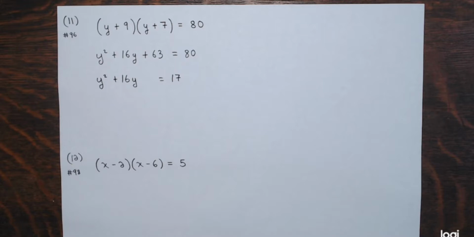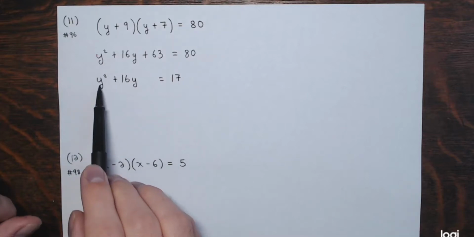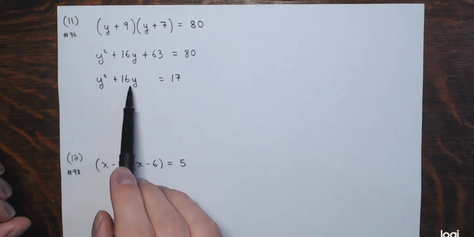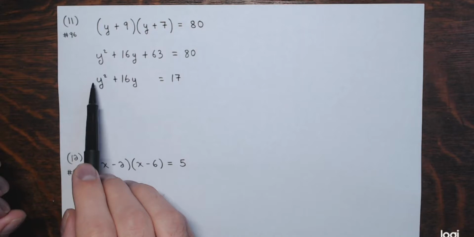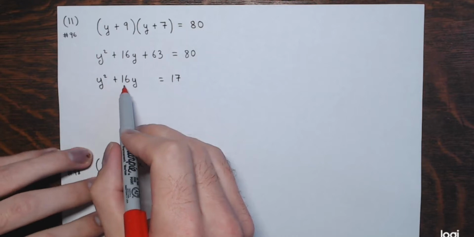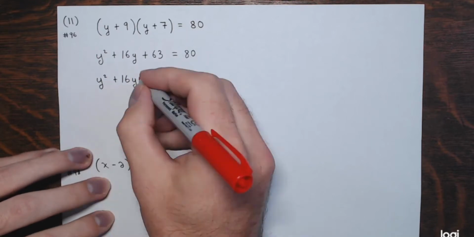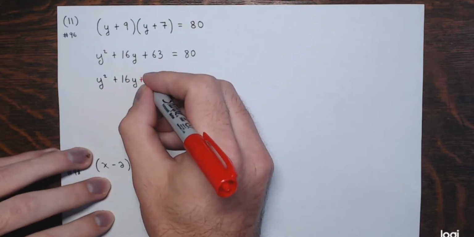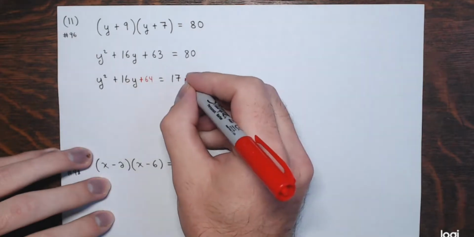All right, great. And now I have what I want. Now I have, like all the other questions, the quadratic term and linear term on their own side, and the quadratic term has a coefficient of 1. So now I can complete the square. Half of 16 is 8. 8 squared is 64, so I'm adding 64. And don't forget to do it to the other side as well.